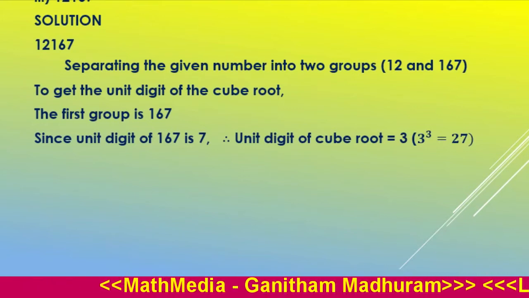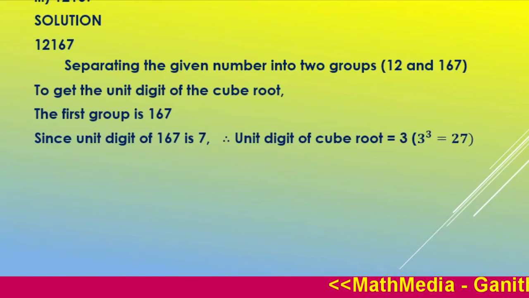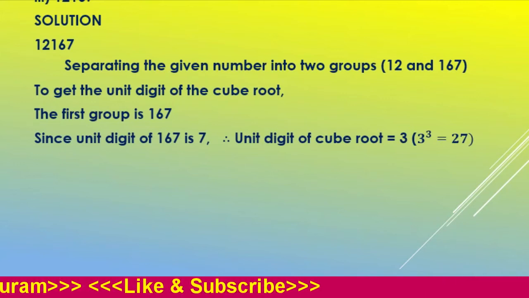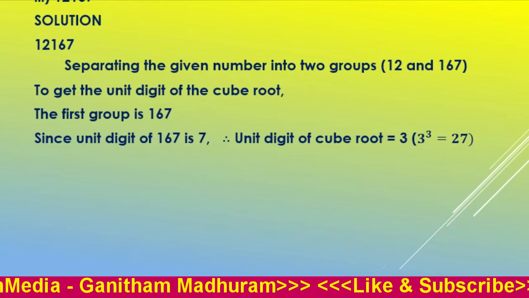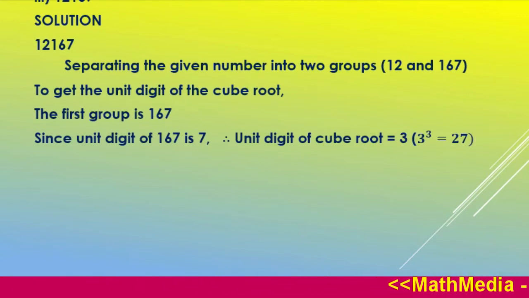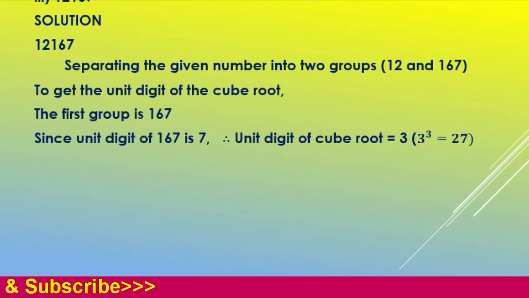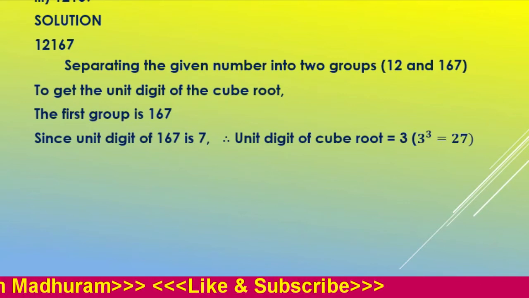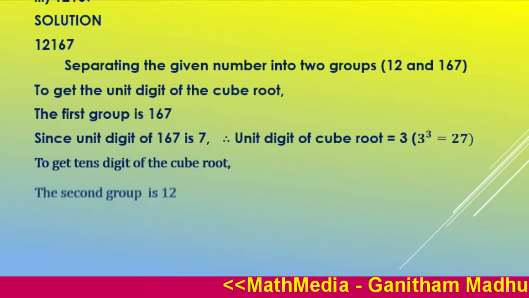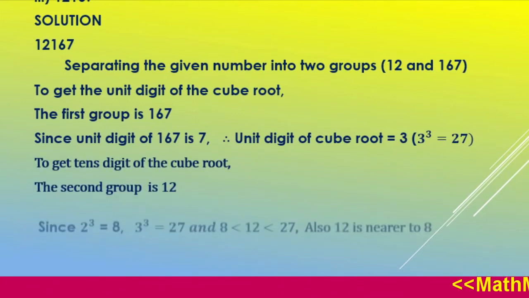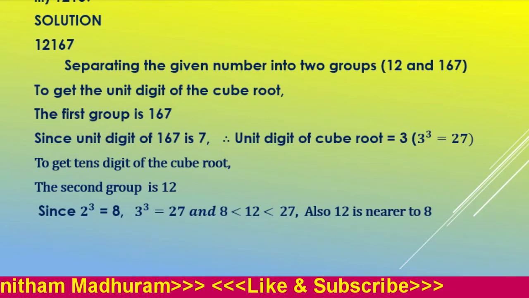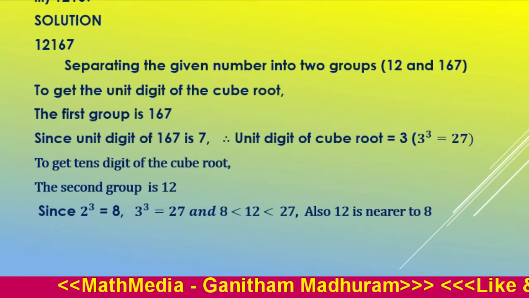For example, 3 cubed equals 27. That is, if the number ends with 7, then its cube root will end with 3, which is the required unit digit of our cube root. Next, we can find the second group, that is 12. Our second group is 12, and we can find whether 12 is a perfect cube or not.